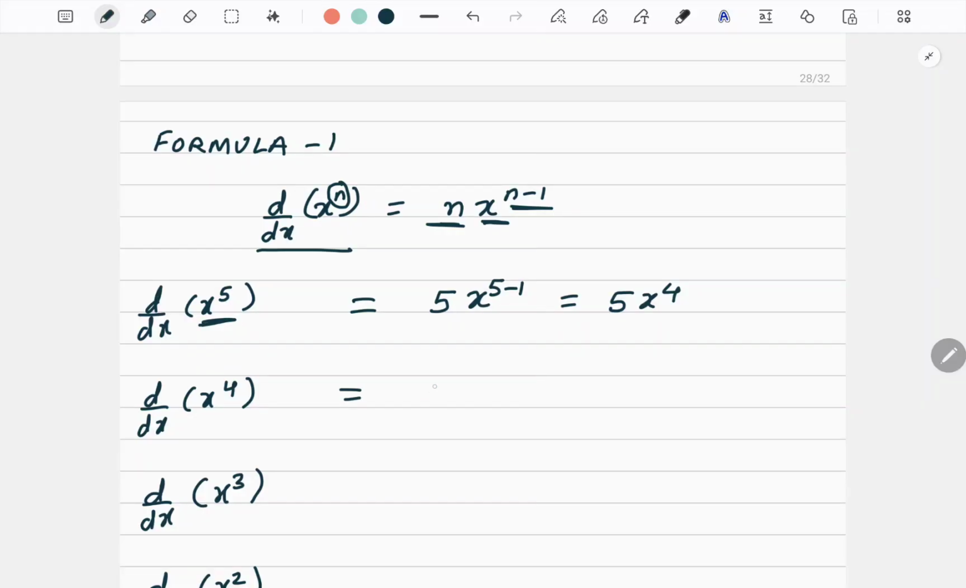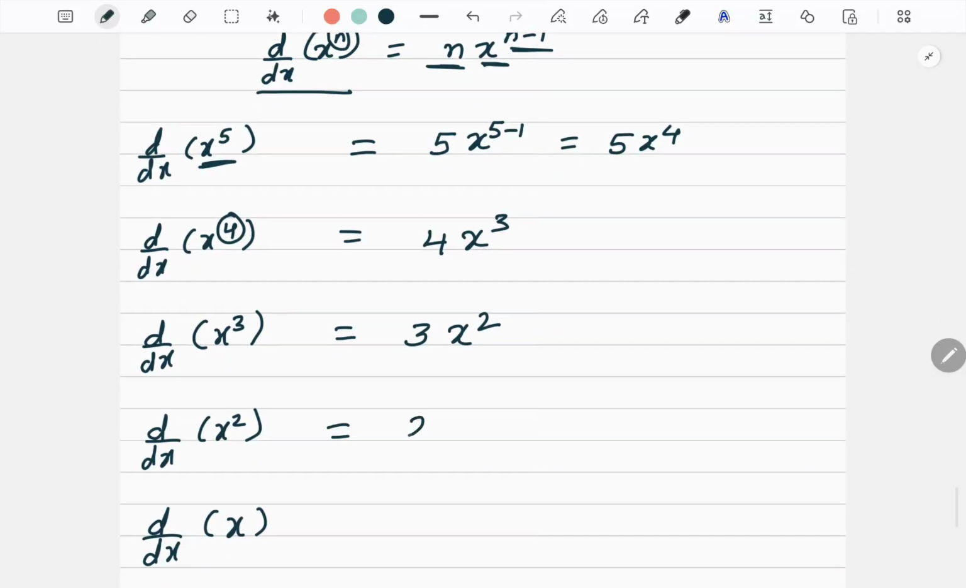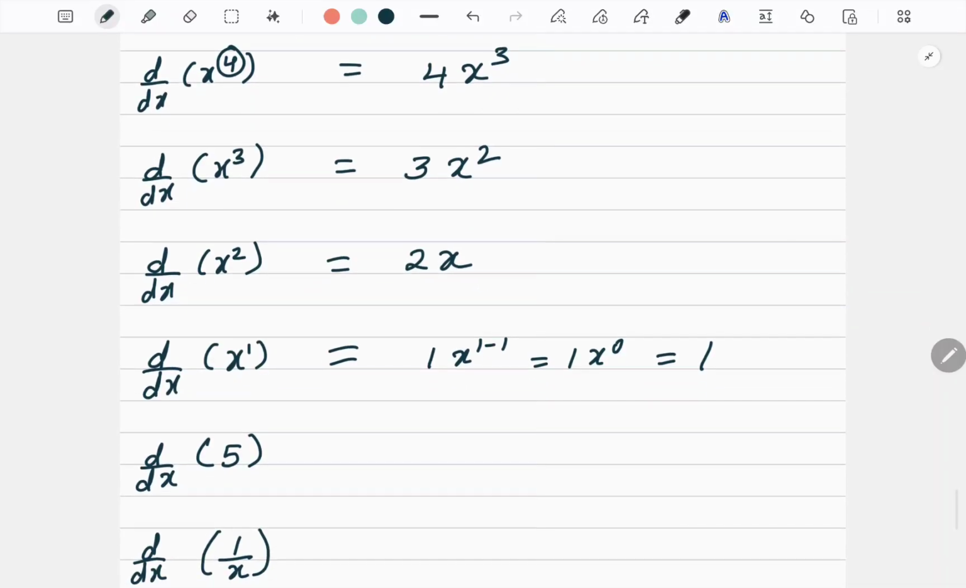Then x to the power 4 is what? 4 will come in front. X to the power 1 less than 4 is what? 3. X cube means 3 will come in front. X square means 2 will come in front. X, only x means the power is 1. So I'll get 1 in front, x to the power 1 minus 1. So 1 x to the power 0, and anything to the power 0 is 1. Correct? So differentiation of x is 1.